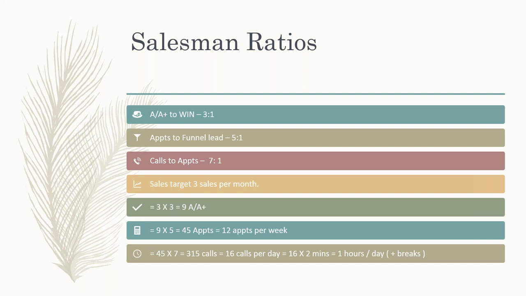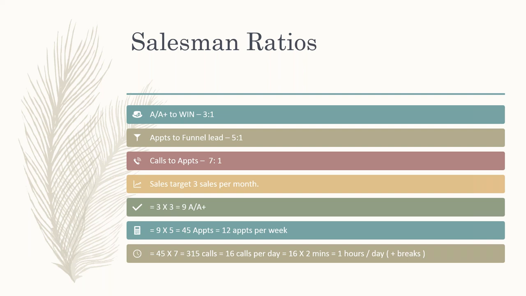So if our sales target is 3, we just multiply. I need 3 times 3, so 9 good leads, opportunities in my funnel. How do I get 9? I need to have 45 appointments, which is 12 appointments per week.